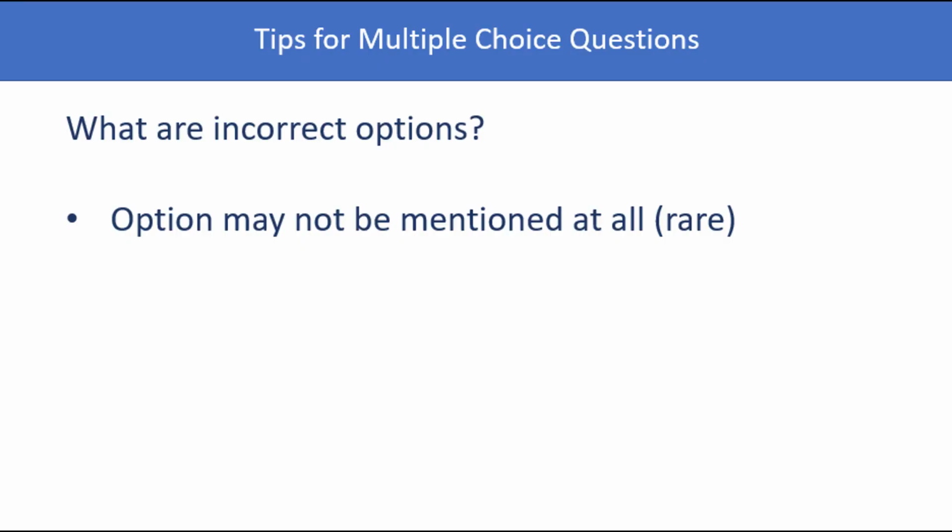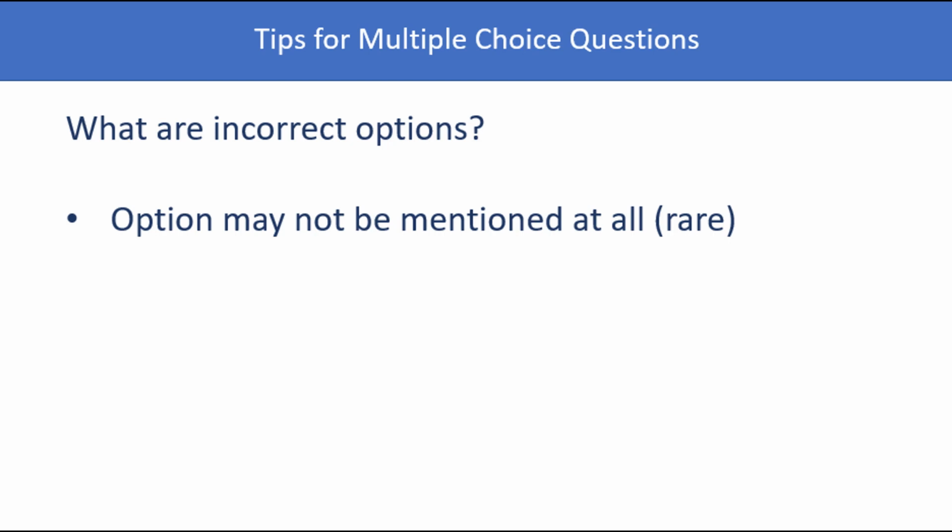Tip number 1 is getting to know what exactly are distractors and how they make your options incorrect. So what options are incorrect and how they are incorrect. So what are the incorrect options? This is the most important one.